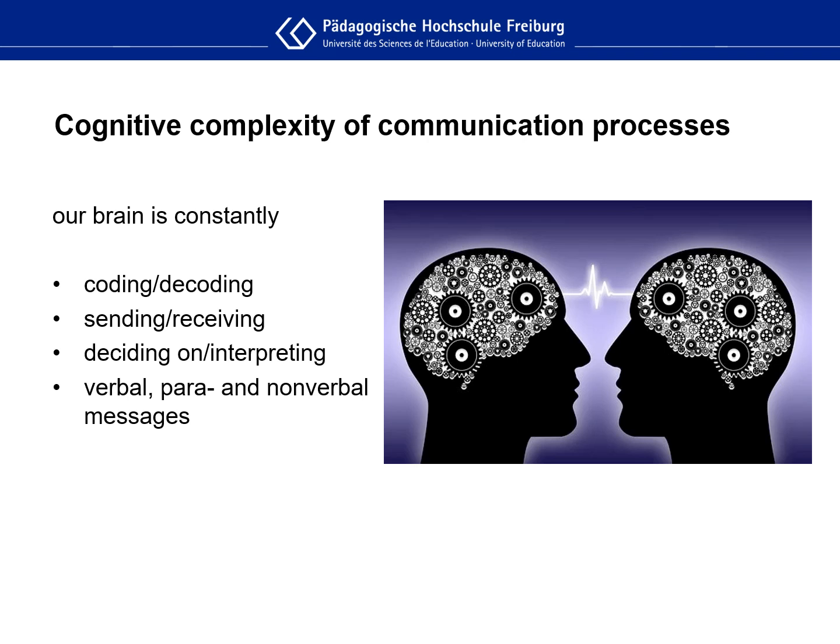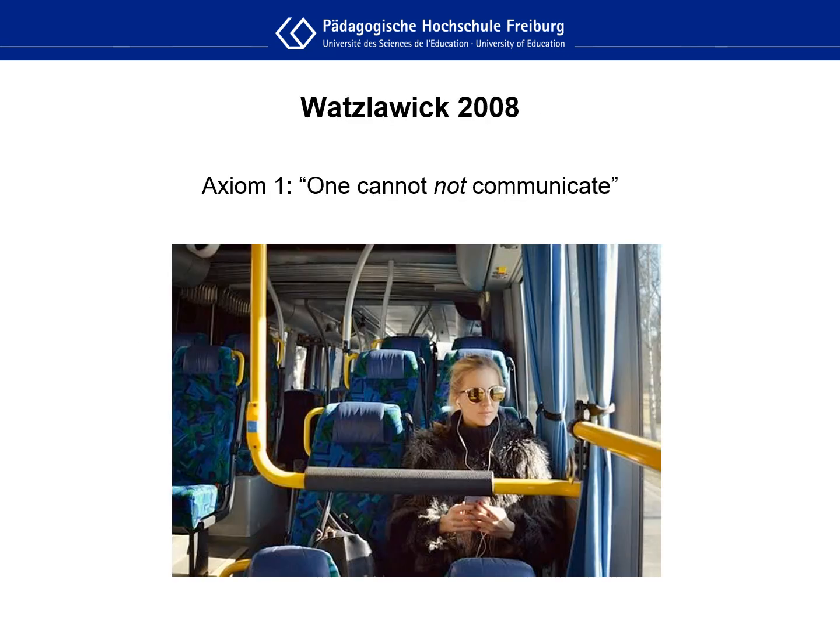Communication is a highly complex cognitive process. Our brain is simultaneously coding and decoding, sending and receiving, deciding on and interpreting verbal, paraverbal and non-verbal messages. And most of this happens subconsciously. It is important to be aware of the complexity of these processes and to pay more attention to them, since they are significantly influencing our lives. Additionally, we should be aware that we are communicating all the time.